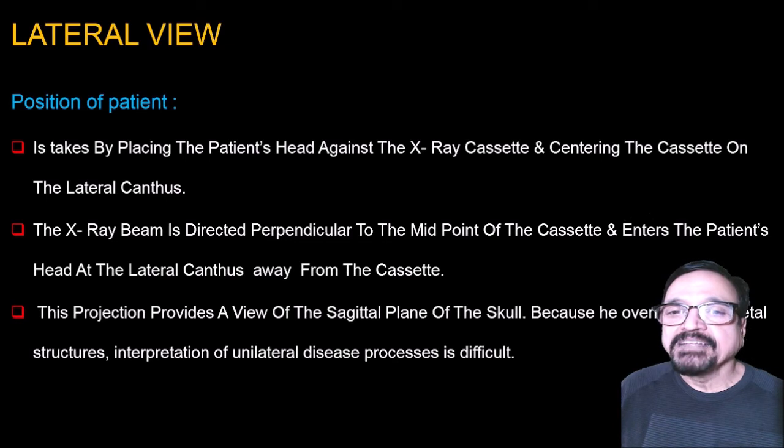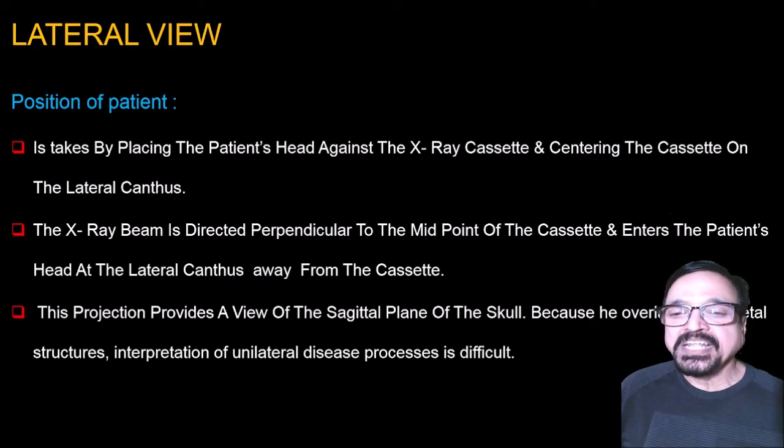Now let us come to the details of the lateral. Position of the patient: the patient's head is placed against the X-ray cassette, centering the cassette on the lateral canthus. The X-ray beam is directed perpendicular to the middle point of the cassette and enters the patient's head at the lateral canthus away from the cassette, that is, the eye that is not in the area of interest. The area of interest, the required eye, should touch the cassette or IR or the table.